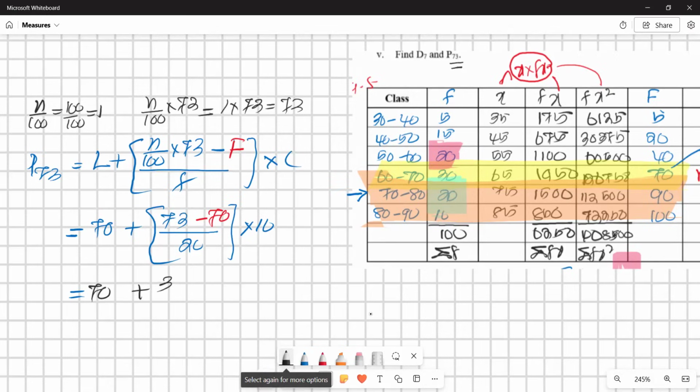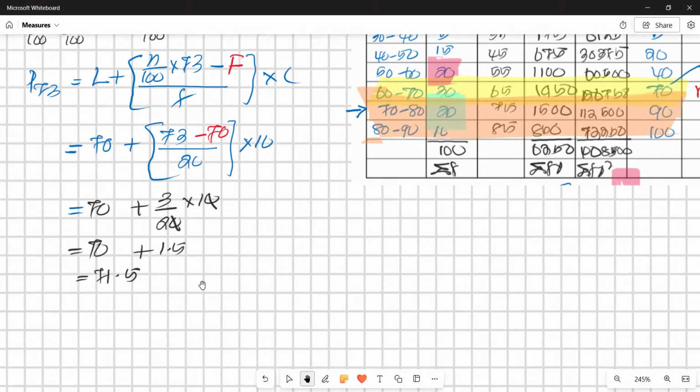Plus 3 into 10 over 2, this will cancel out. This is 70 plus 3 by 2, 1.5. This is 71.5. This is what we define as the 73rd percentile. Therefore, P73 is 71.5. These are the measurements.